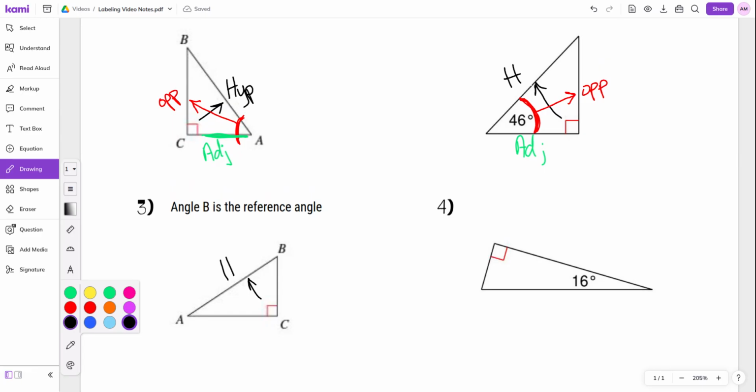If you're looking to check your answers, here's your hypotenuse. This time angle B is my reference angle, so here is my opposite side. And my last side is adjacent, next to angle B. In number 4, here is my hypotenuse, my opposite side, and the adjacent side.